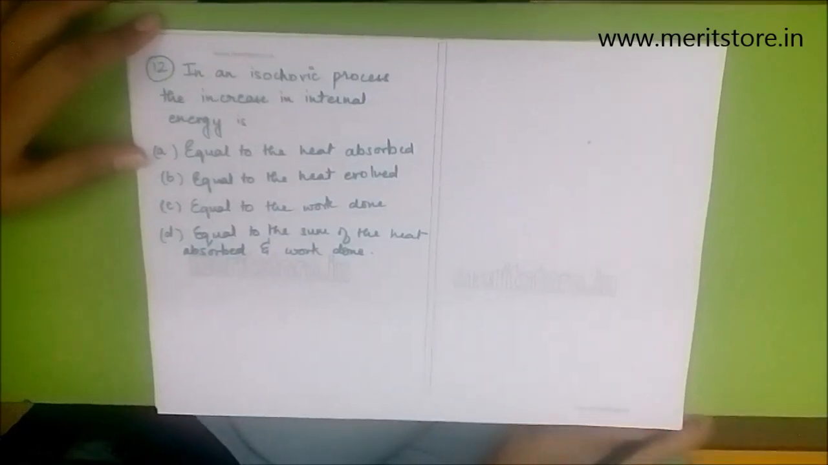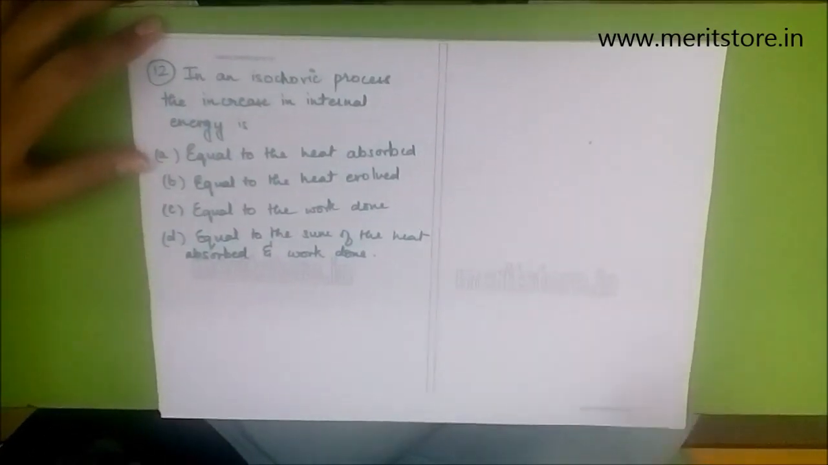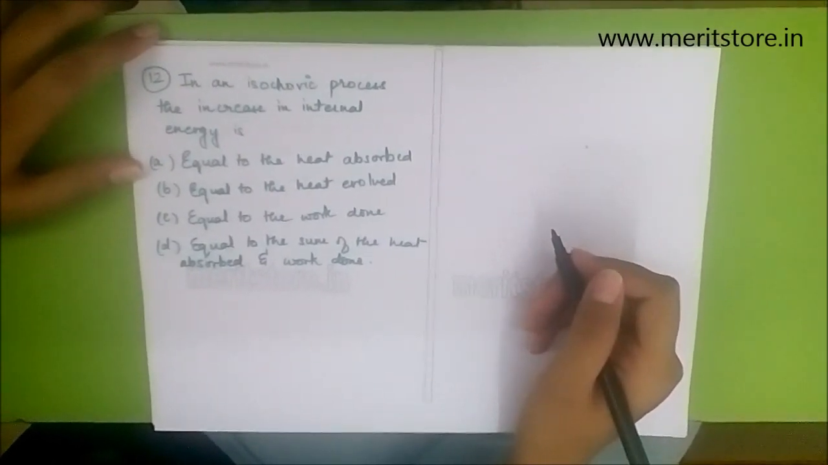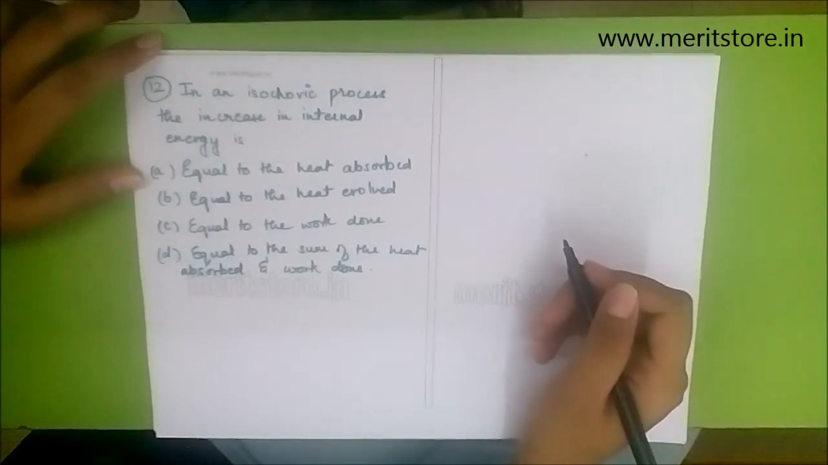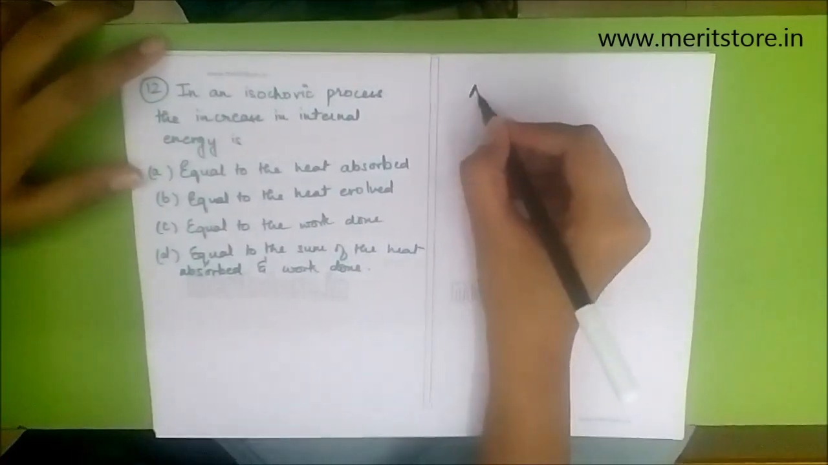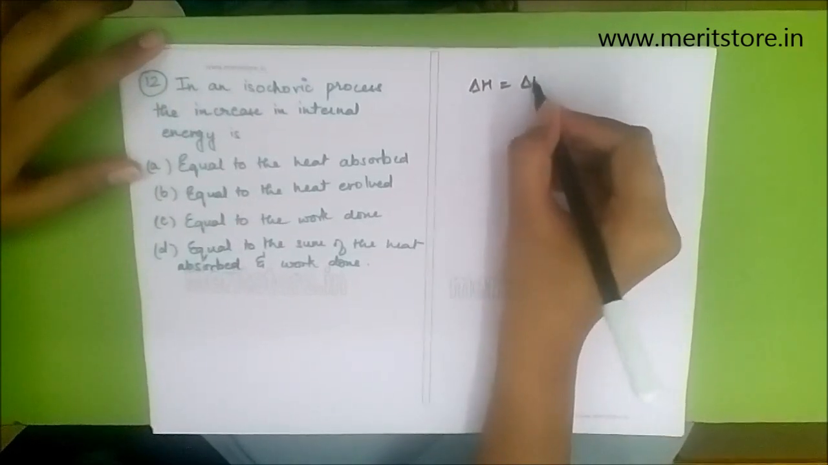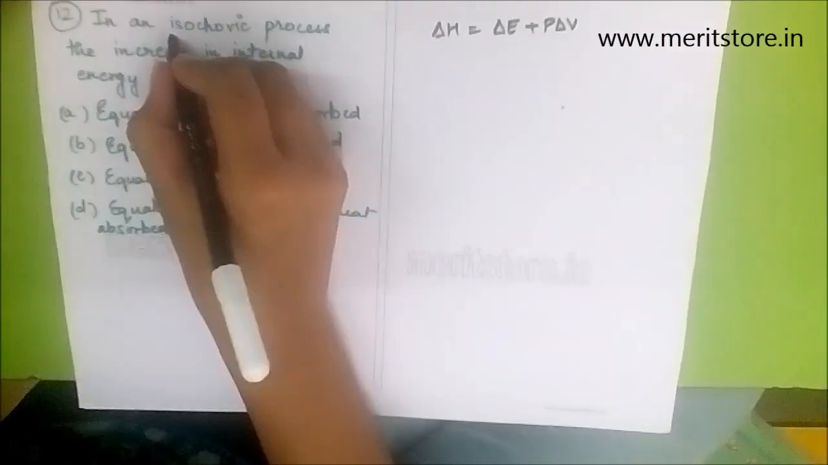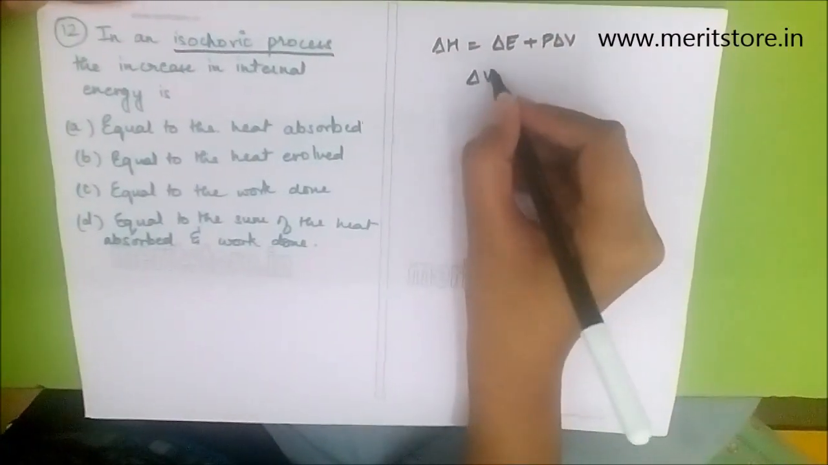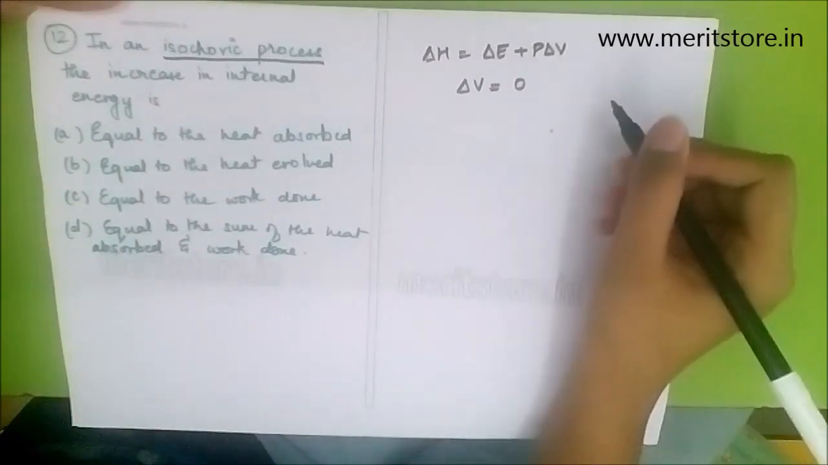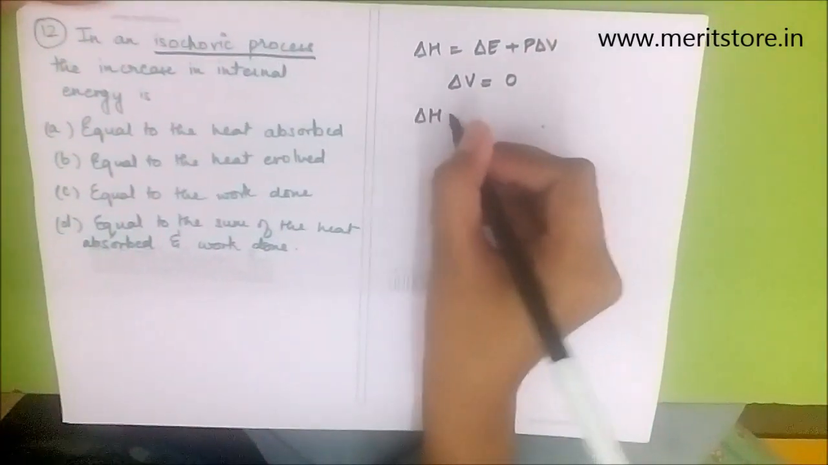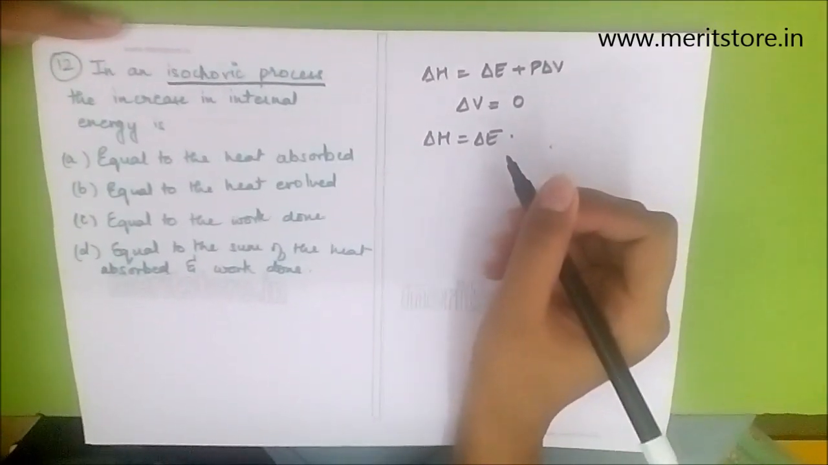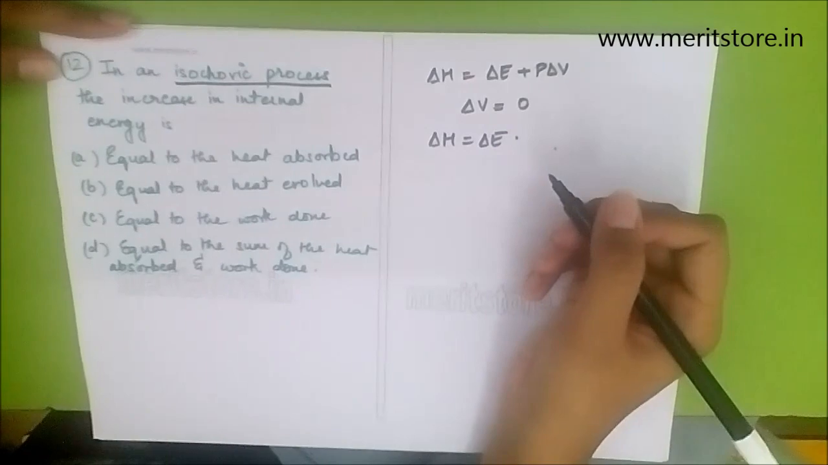In an isochoric process, the increase in internal energy is equal to the heat absorbed, equal to the heat evolved, equal to the work done, or equal to the sum of the heat absorbed and work done. Now as per the formula, delta H is equal to delta E plus P delta V. The system is an isochoric process, that is, the change in volume is 0, as the volume is constant. Therefore delta H is equal to delta E. Therefore it is equal to the amount of heat absorbed.